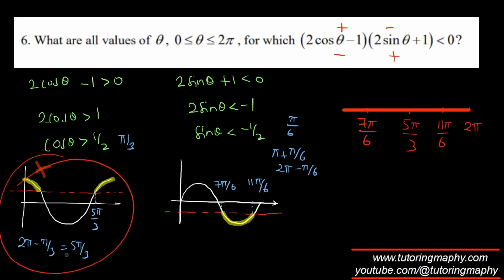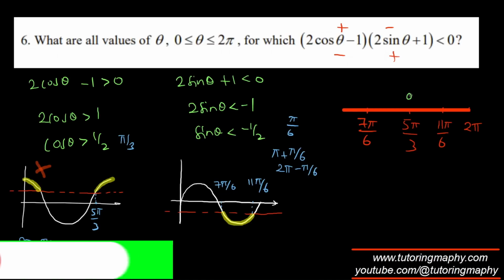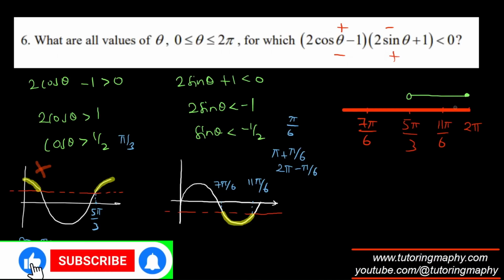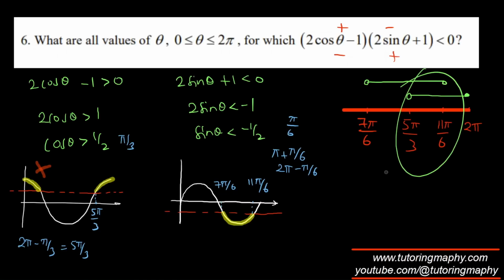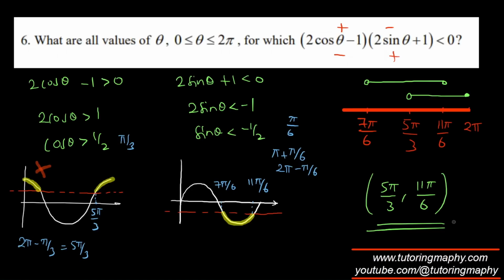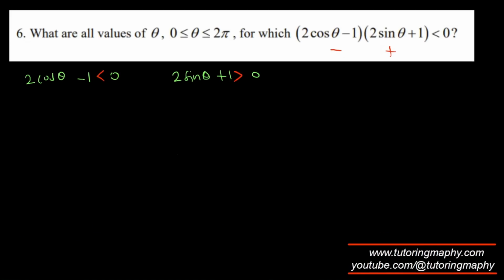So the cosine is happy when, obviously we ruled out the first area, it happens from 5 pi over 3, not included, to 2 pi, included. And the sine is happy from 7 pi over 6, not included, to 11 pi over 6, not included. So obviously the overlapping region is this one when both are happy. So the answer from here is 5 pi over 3 to 11 pi over 6. But this is not done yet, right? Because that's just one half.